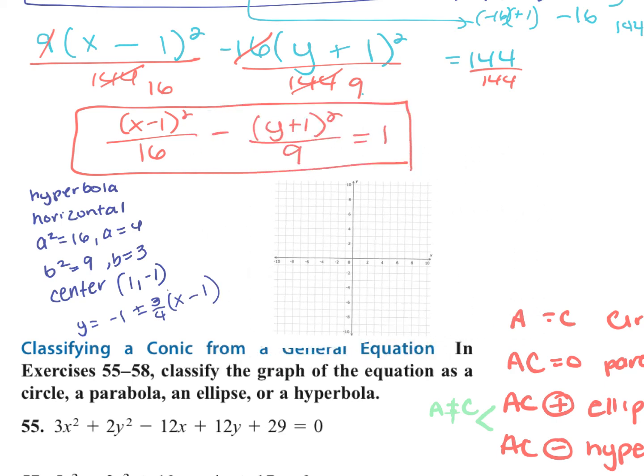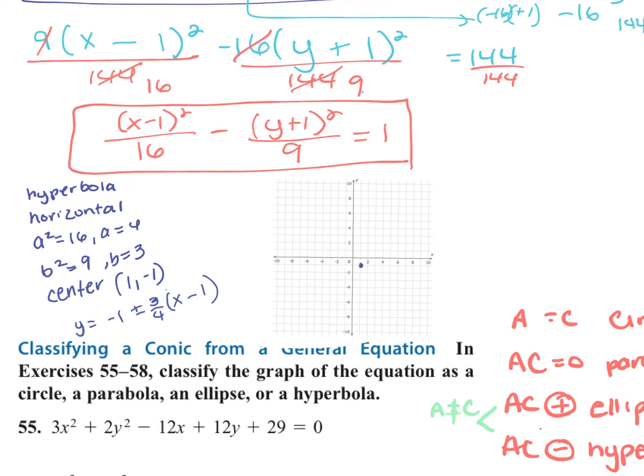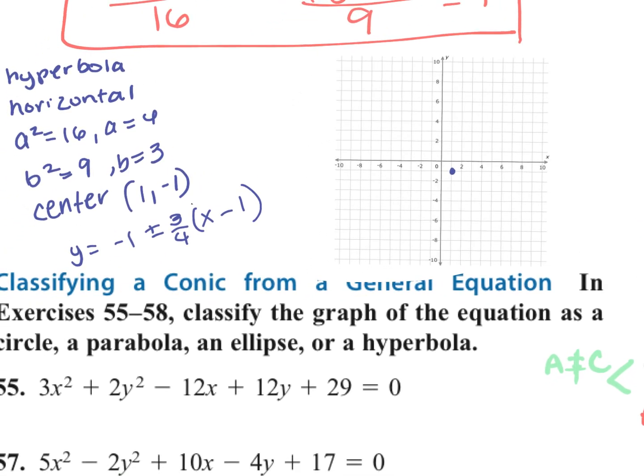Then comes the graph. So my center is 1, -1. I'm going right and left the a because it's horizontal. So I'm going right and left 4, and those are my vertices: -3, -1, and 5, -1. I'm going up and down the b, which is 3, and those are my co-vertices: 1, 2 and 1, -4.